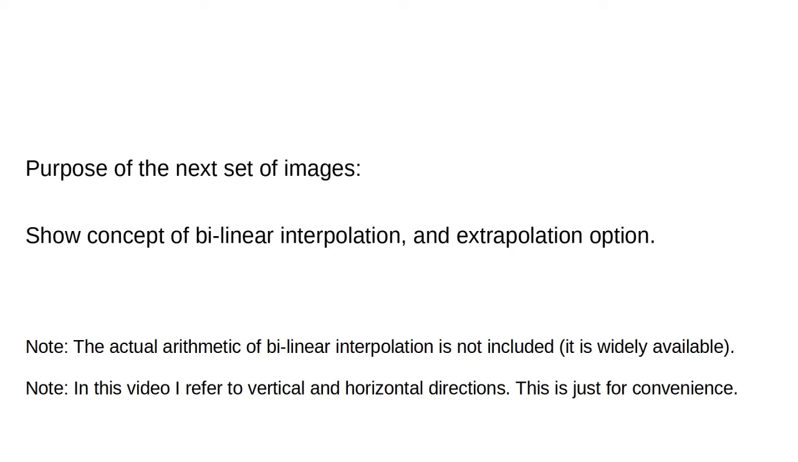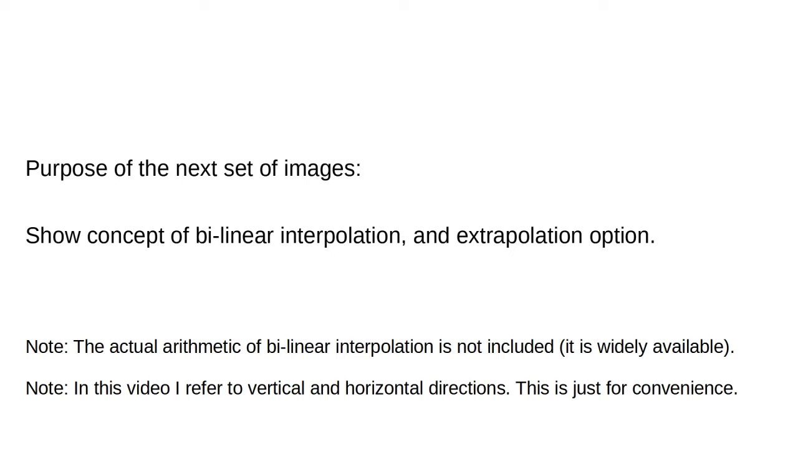Bilinear interpolation is well known, so I won't review the arithmetic. But bilinear is, of course, just linear interpolation in one direction, followed by linear interpolation in the other direction. It does not matter which direction you interpolate first. Also, I'm going to use the words vertical and horizontal. In 3D, you usually use the words inline and crossline, but vertical and horizontal are clearer here.